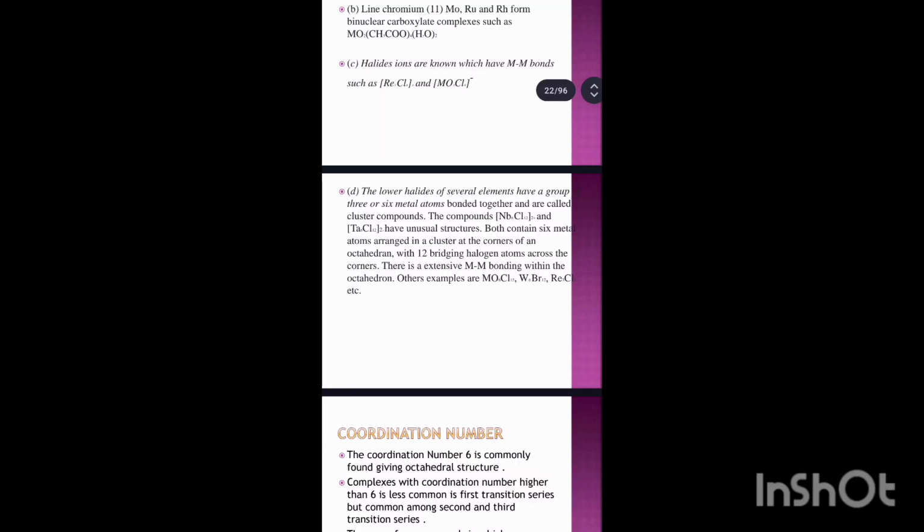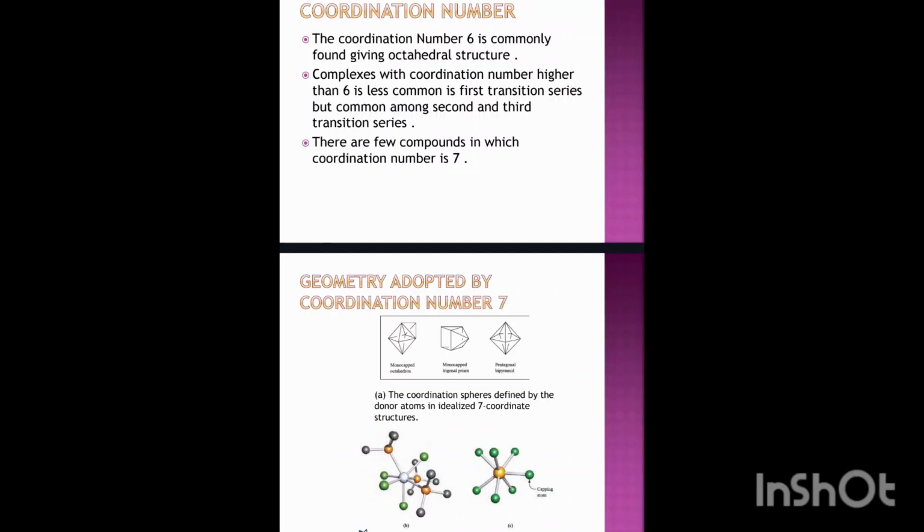The lower halides of several elements have a group of 3 or 6 metal atoms bonded together, called cluster compounds. The compounds Nb6Cl12 2+ and Ta6Cl12 2+ have unusual structures. Both contain 6 metal atoms arranged in a cluster at the corners of an octahedron, with 12 bridging halogen atoms across the edges. There is extensive M-M bonding within the octahedron. Other examples are Mo6Cl12, W6Br12, Re3Cl9, etc.